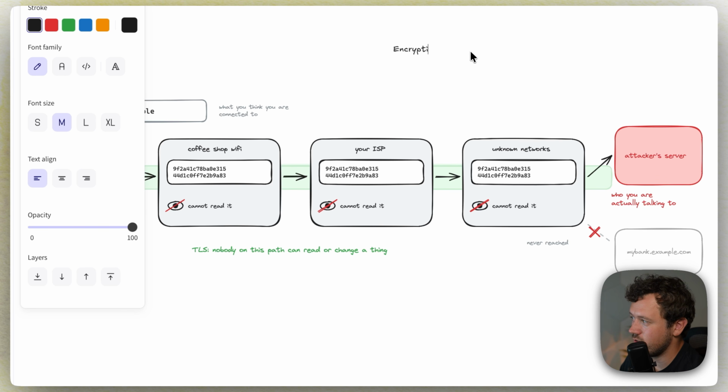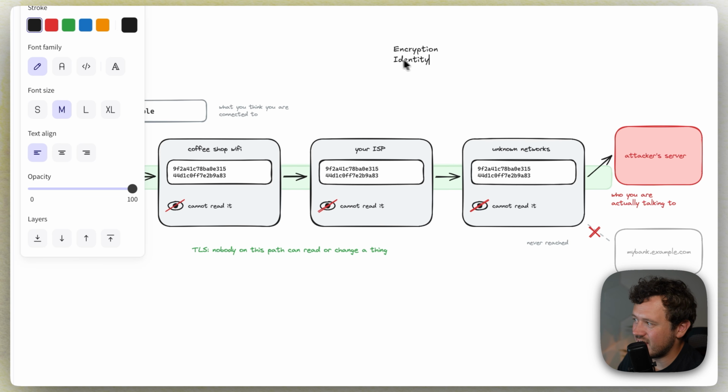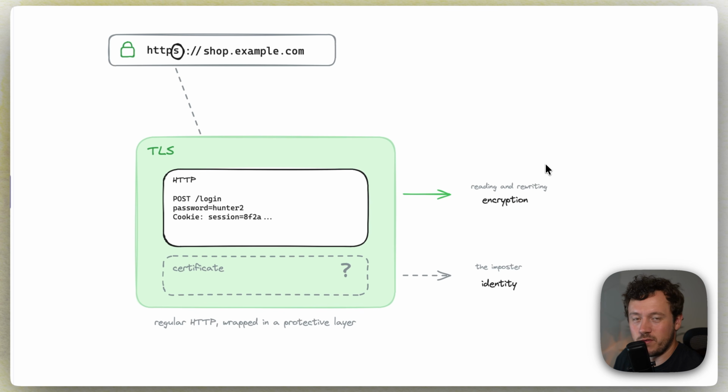So our secure connection needs two separate things. It needs encryption so that nobody in the middle can read or alter this traffic. And the second thing that we need is identity so that you know who's on the other end before you start saying anything secret. HTTPS solves both of these. It's just plain HTTP with a protective layer wrapped around it called TLS. And that's where the S comes from. TLS uses cryptography to scramble everything that you send so that nobody in the middle can read it or change it. And then proving who's on the other side is the certificate's job.